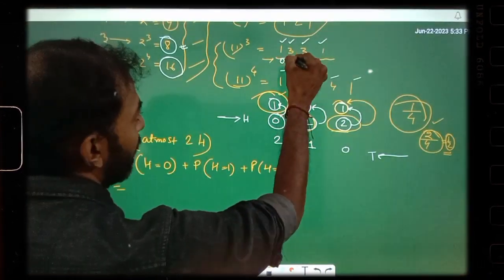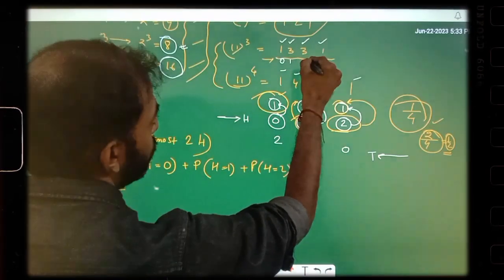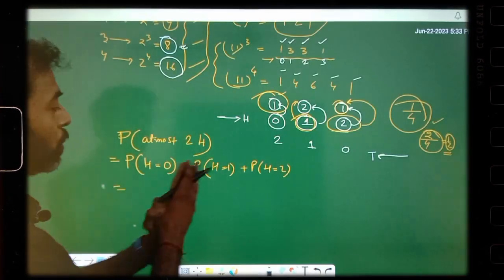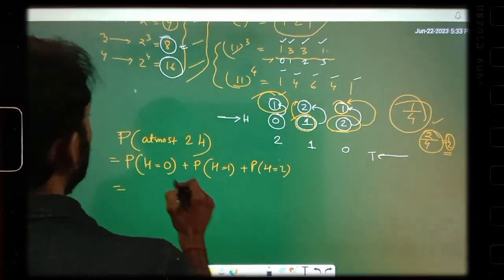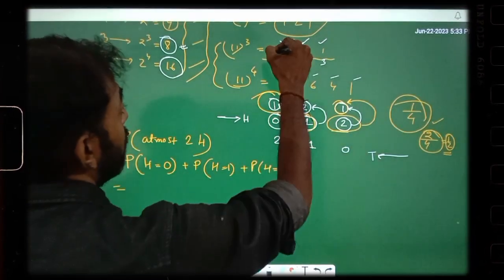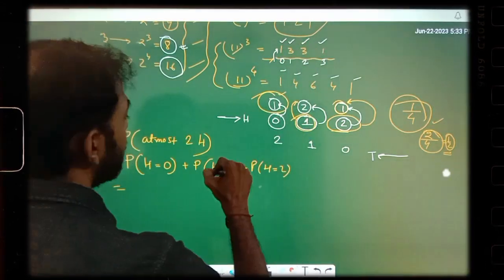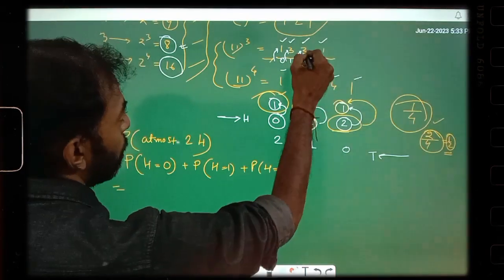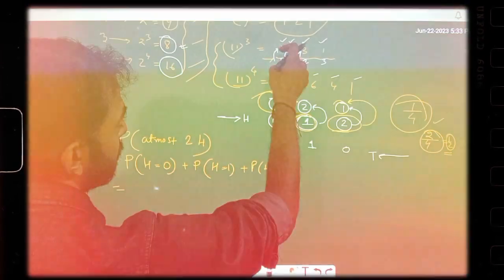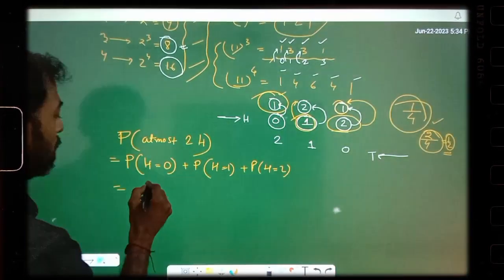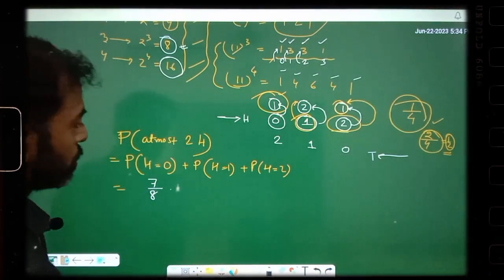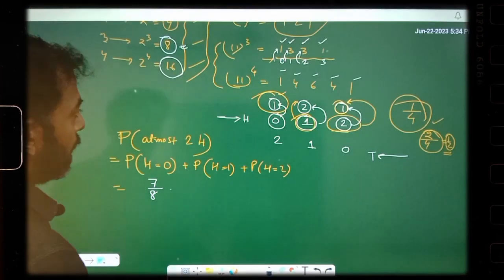This is our number of heads: 0, 1, 2, 3. Now we need to calculate probability h equal to 0, probability h equal to 1, and probability h equal to 2, and sum them. Probability h equal to 0, the number of occurrences is 1; h equal to 1, 3; h equal to 2, 3. So total outcomes 3 plus 3, 6 plus 1, 7. So the required probability will be 7 divided by 8. That's it, done. So that's our problem.